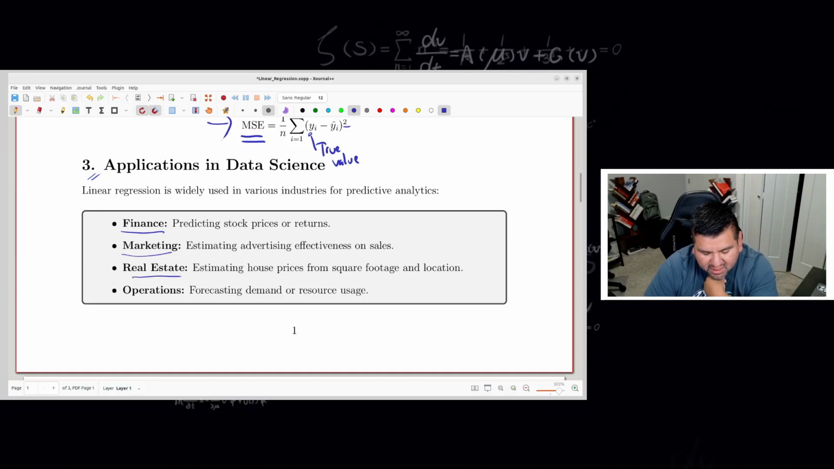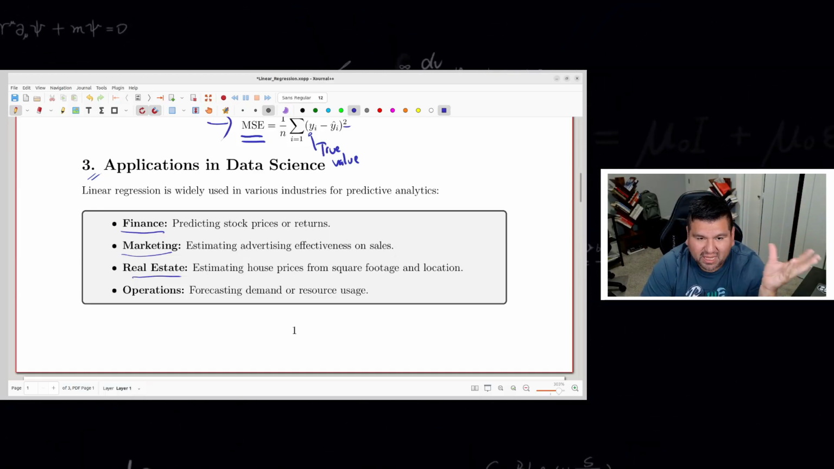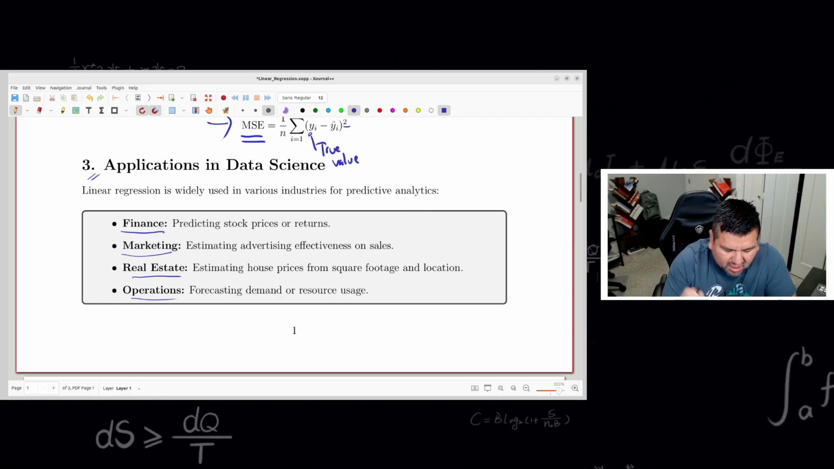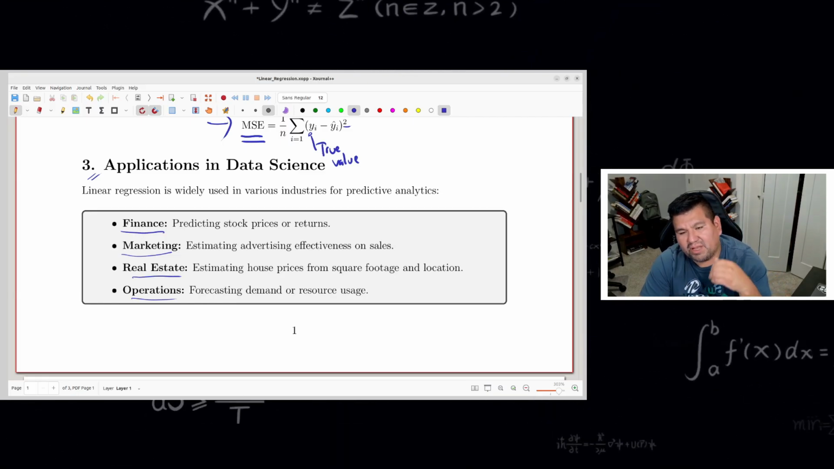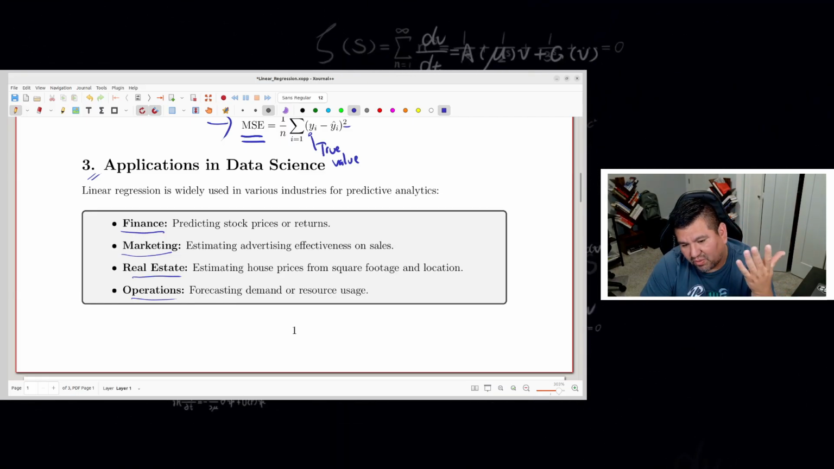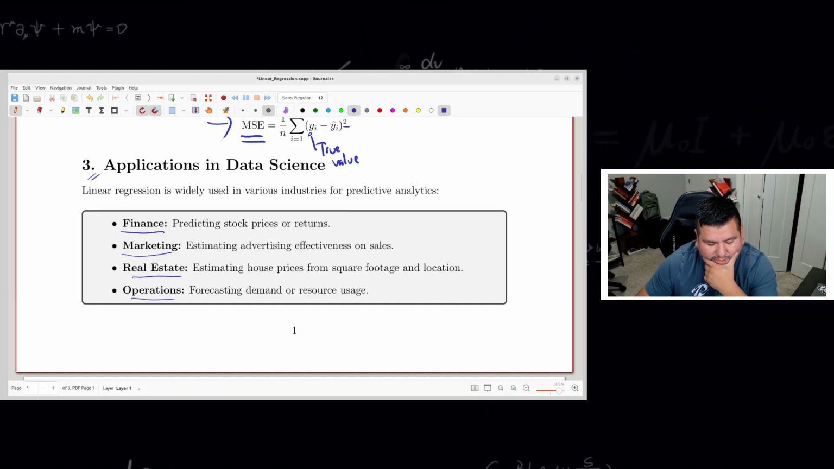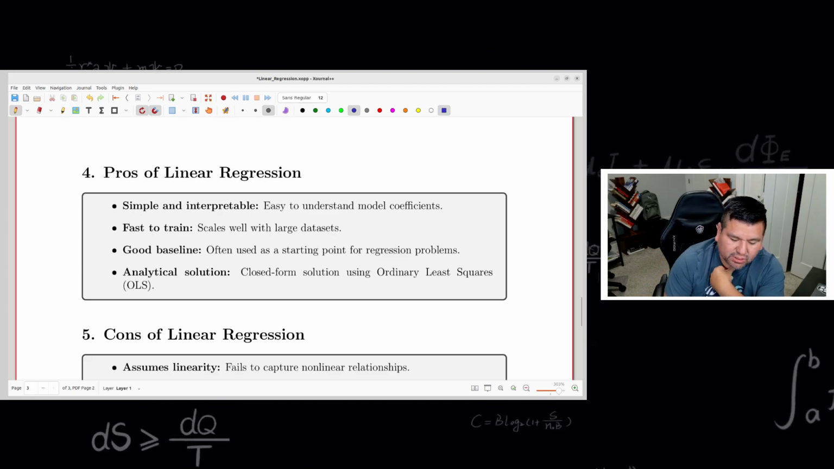In real estate, you can use property features as the inputs to predict the property price. In operations in general, if you want to forecast, I don't know, energy demand, that could be another application of linear regression. Let's move to the next section.